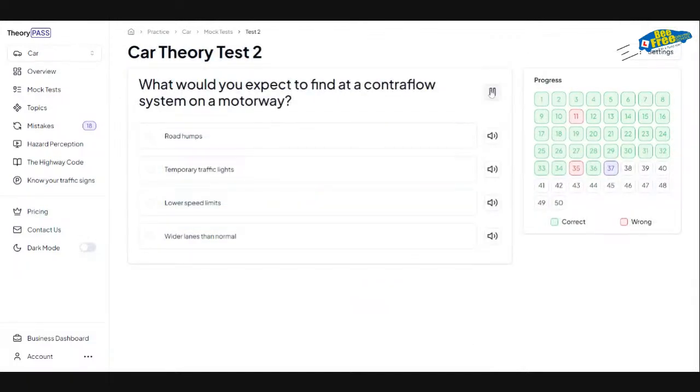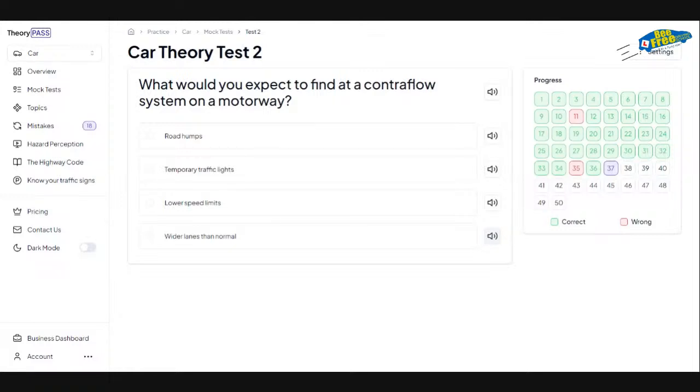Next question. What would you expect to find at a contraflow system on a motorway? Road humps. Temporary traffic lights. Lower speed limits. Wider lanes than normal. Oh, this is an interesting one. Contraflow system on a motorway. I'm not 100% sure exactly what it's asking me. I'm a visual person, so it would be nice to have a picture of a contraflow system. Okay, this is a motorway. I'd not expect to see road humps on a motorway.